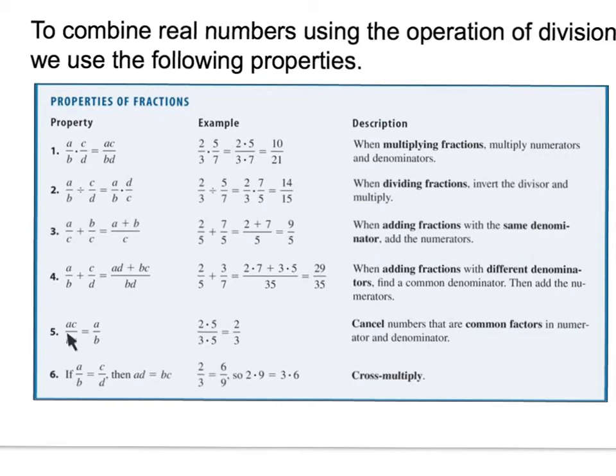Property 5: if we have the same number in the numerator and denominator as a multiplier, we can divide those out. If you divide by c here and divide by c here, you're going to get a over b. So 2 times 5 over 3 times 5 is just 2/3.